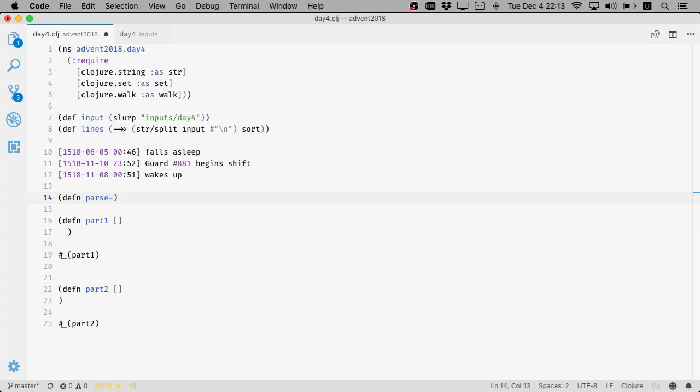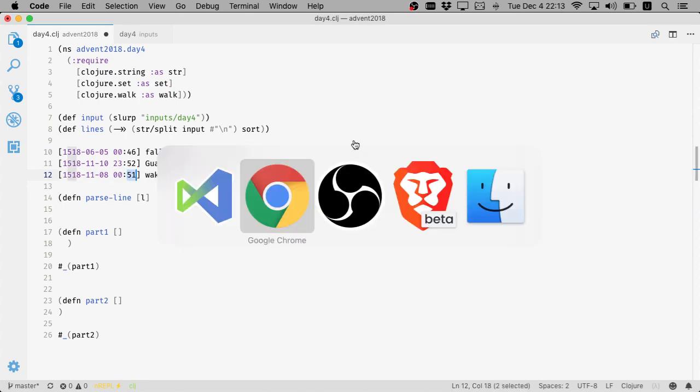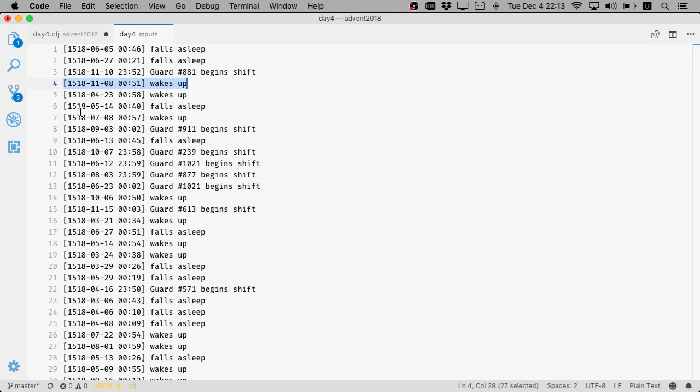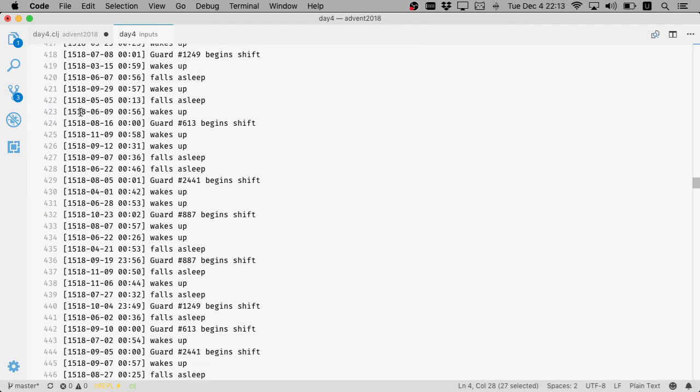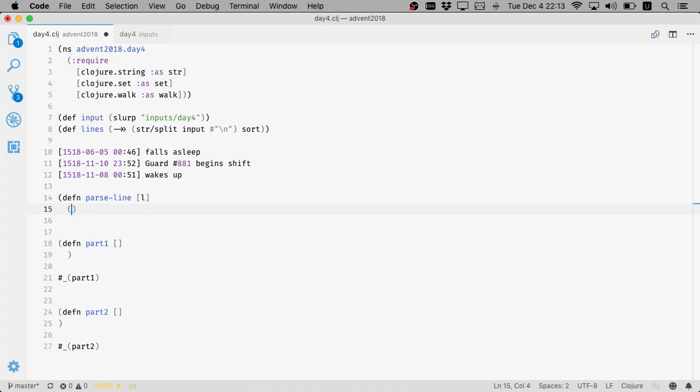Let's write this, and basically what we need is the minute, right? So the minute is only... let me recheck. Because all is during the midnight hour, only minutes matter here, right? Yeah, they're all in the midnight hour, but guards sometimes start a little bit early, which is fine, I guess. So when parsing the line, we will just ignore that. We need the minute and we need the text, right? So this would be re-matches, and so we will need that.